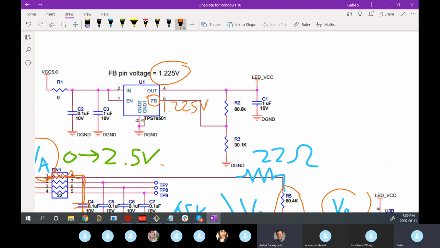Right? And it turns out that this linear regulator is actually creating the LED VCC voltage from 5 volts. So through the regulator it comes out, and the way it regulates that to stay solid at LED VCC is through this feedback network. And they're saying this point here is 1.225 volts. So what does that make this point? LED VCC.